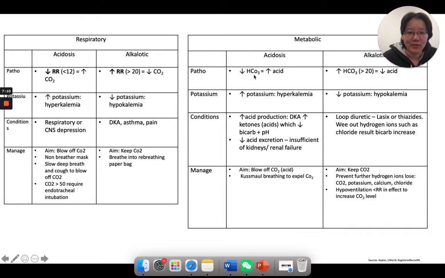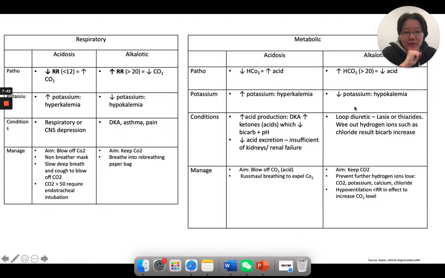So metabolic acidosis: you have decreased HCO3 and increased acid. Potassium is increased. Conditions such as DKA as well, and decreased acid excretion such as insufficiency of the kidneys and renal failure. Managements are as follows.